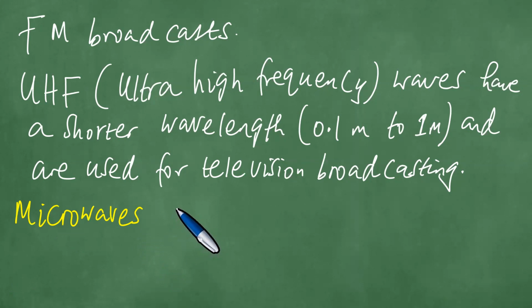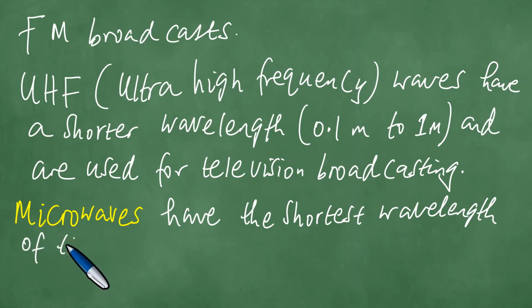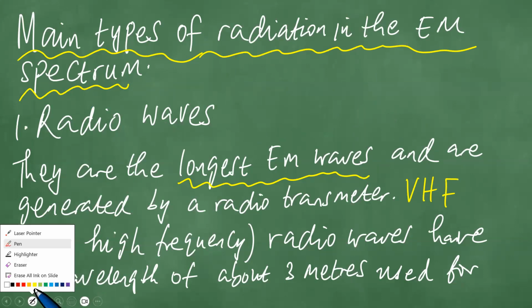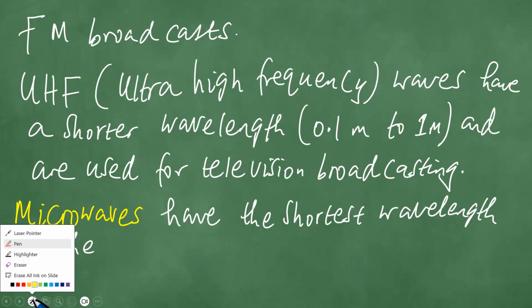Right, so microwaves have the shortest wavelength of the radio waves. So these microwaves are under radio waves because now what are we talking about here? We're speaking about what we call the radio waves. So we are effectively saying the microwaves we're talking about are under radio waves.